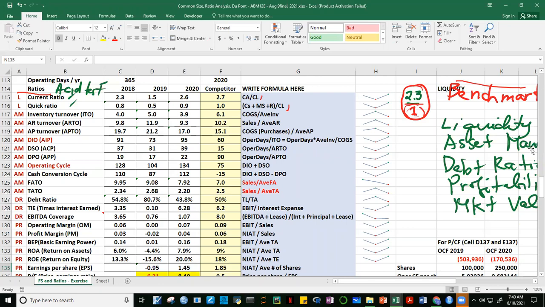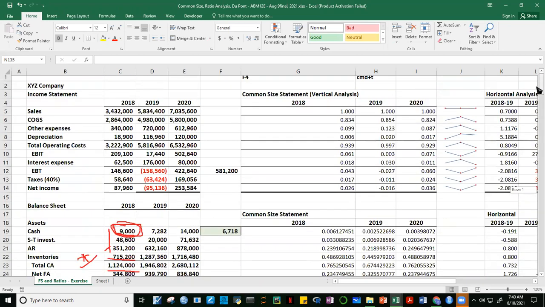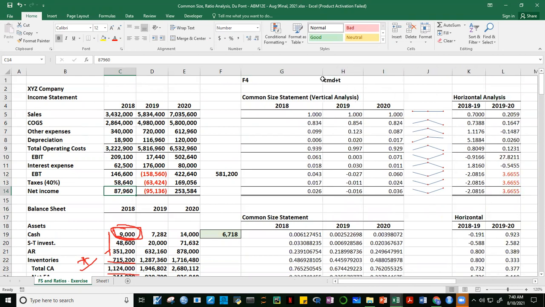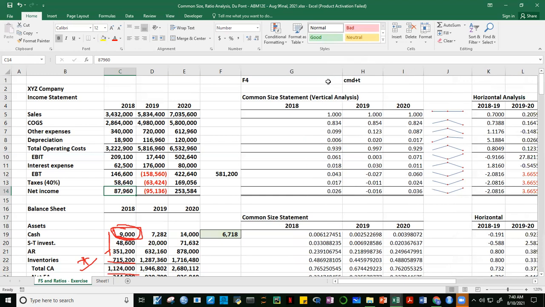Now, recall, guys, that you don't just look at the number. For example, if you go to the income statement, we don't just look at the net income and say that company A is performing better than company B because it has a bigger or a greater net income. We can only say that company A has a bigger net income than company B. But as to whether company A performed better than company B, that's another matter.